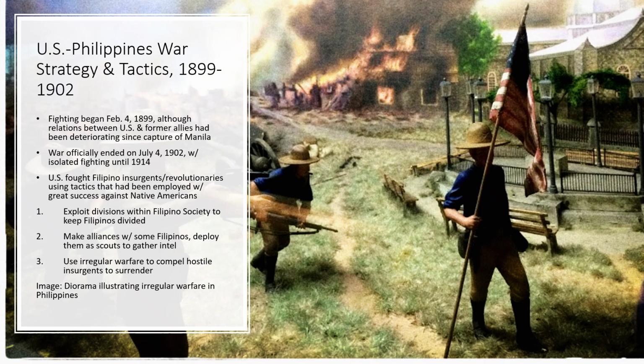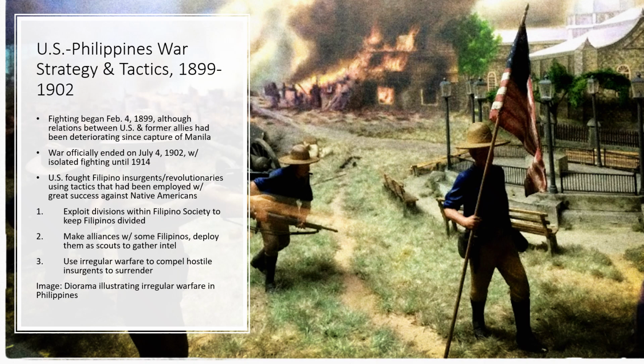And then lastly, and most controversially, the U.S. would use irregular warfare to compel hostile insurgents to surrender, and really to even compel neutral parties in the Philippines to align with the United States, to submit to the United States. And you can see an image of irregular warfare here on this slide. This was something that the U.S. had done in the Native American wars as well.